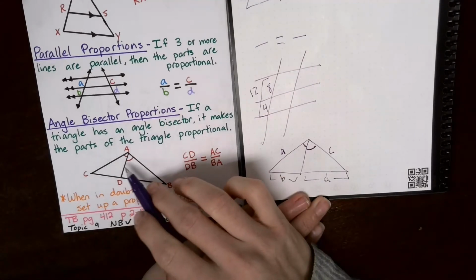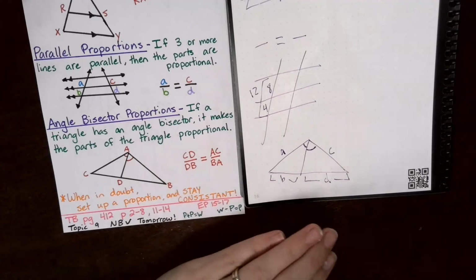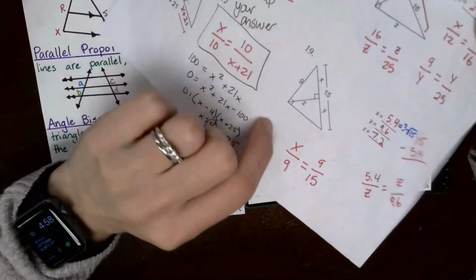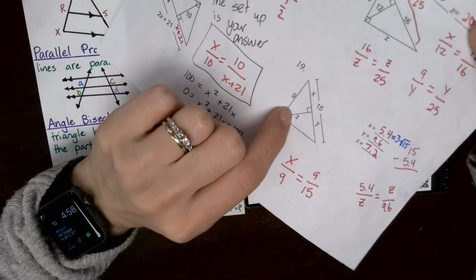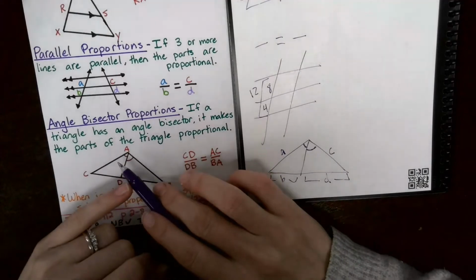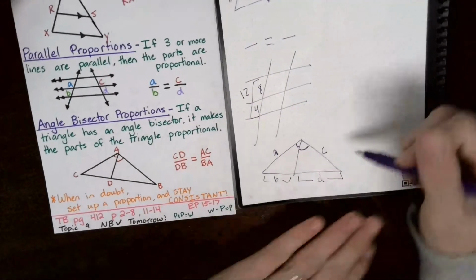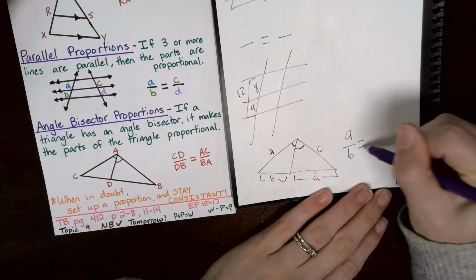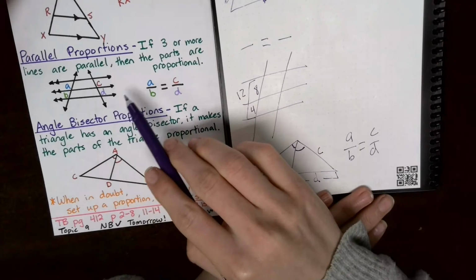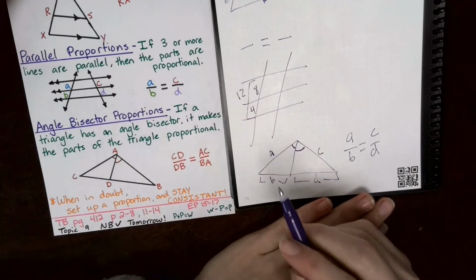Notice this is not a right angle. We're not talking about those type of things. That's not what we're talking about here. We're talking about an angle bisector. That is not a right angle, not the same thing. I can set the proportion A is to B as C is to D. Same as I did on the top one. And once again, it doesn't matter how you start as long as you stay consistent.